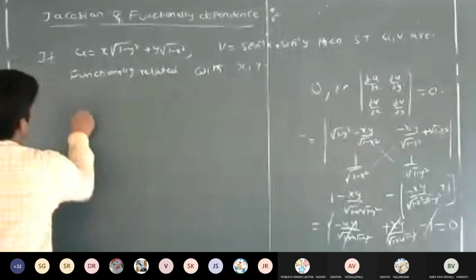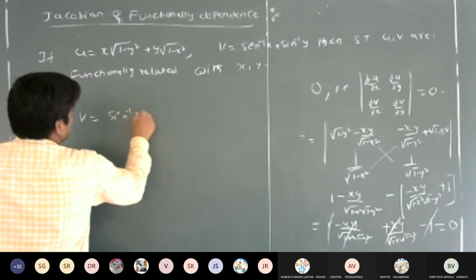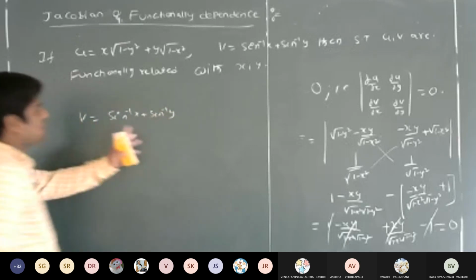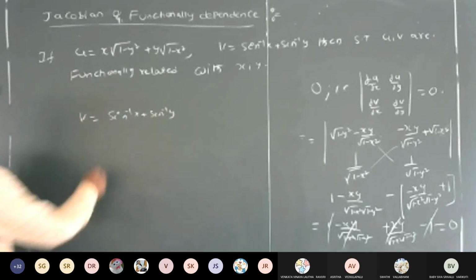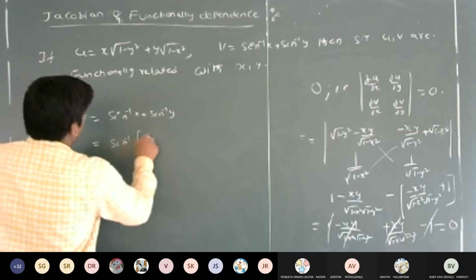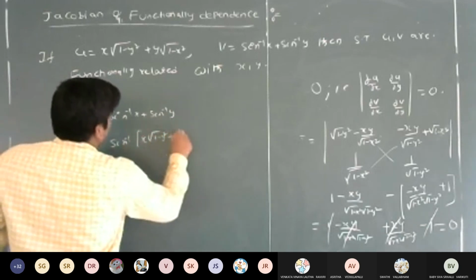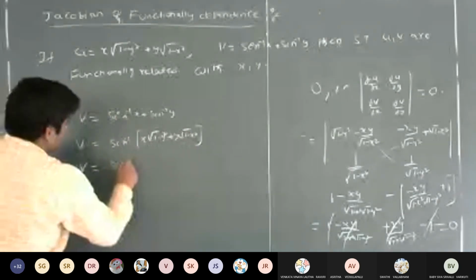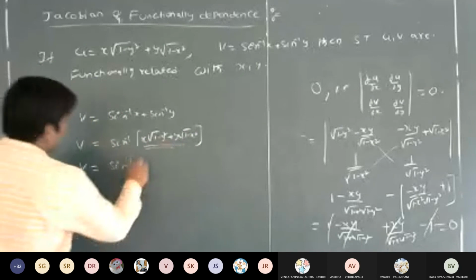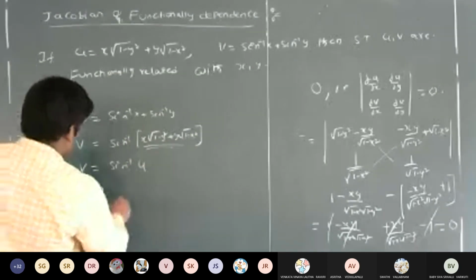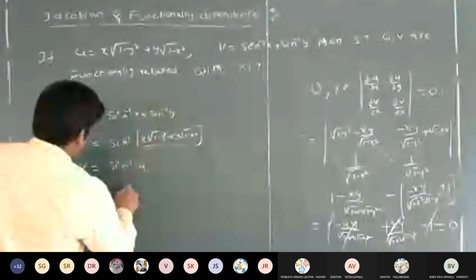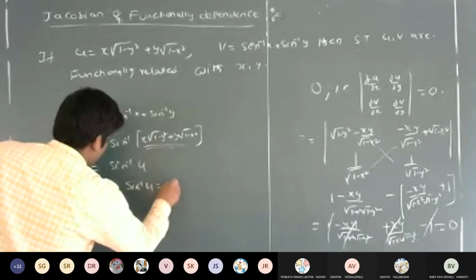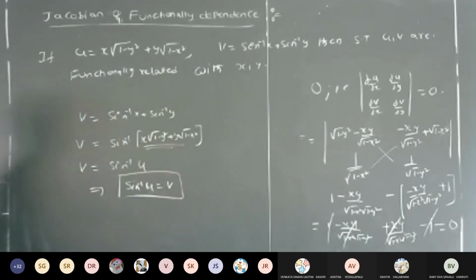Already we know that v is equal to sin inverse x plus sin inverse y. What is the formula for sin inverse a plus sin inverse b? It is nothing but sin inverse of x into square root of 1 minus y square plus y into square root of 1 minus x square. Therefore v is equal to sin inverse of, it is nothing but u. So which implies that sin v is equal to u, or v is equal to sin inverse u. So this is the functional relation between the dependent variables u, v.